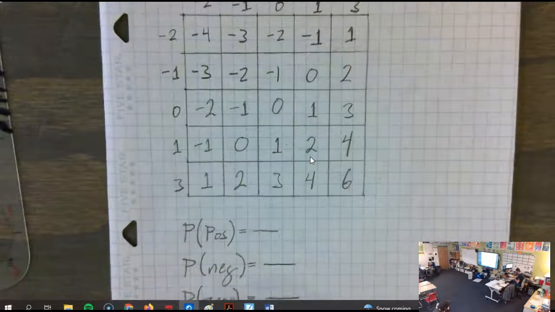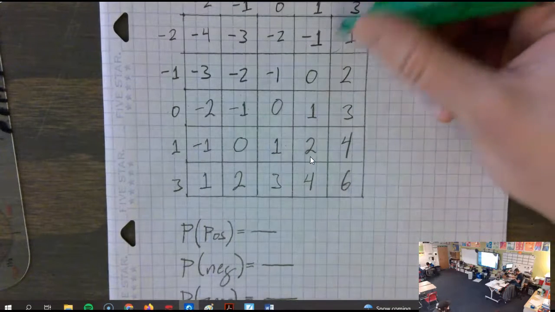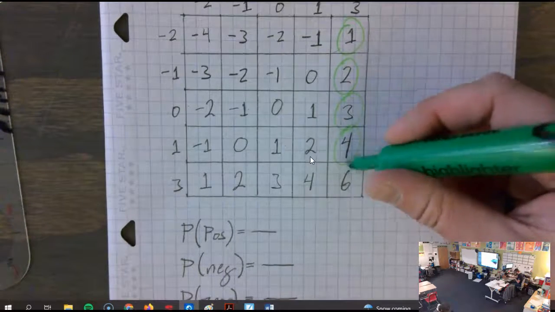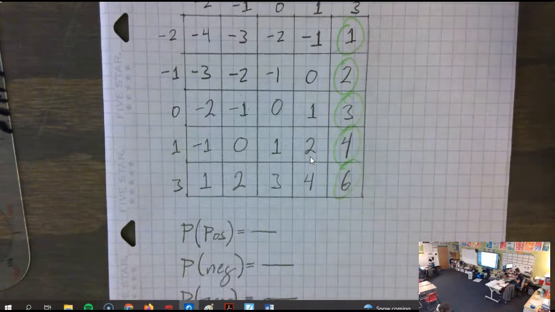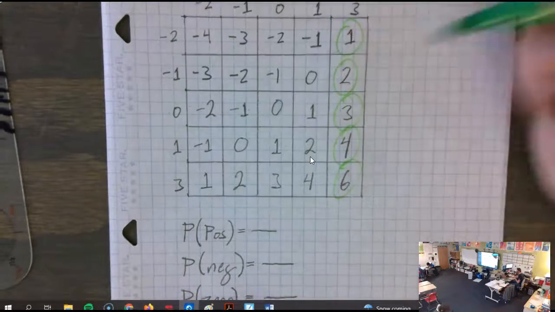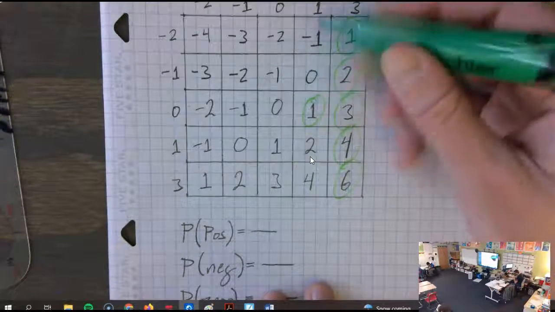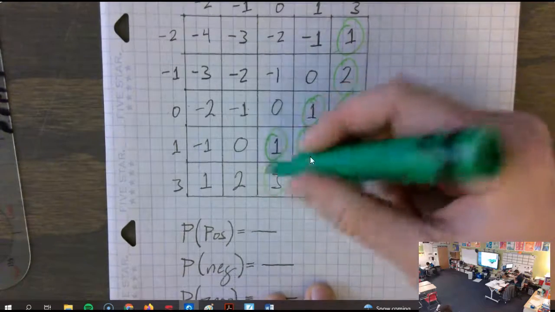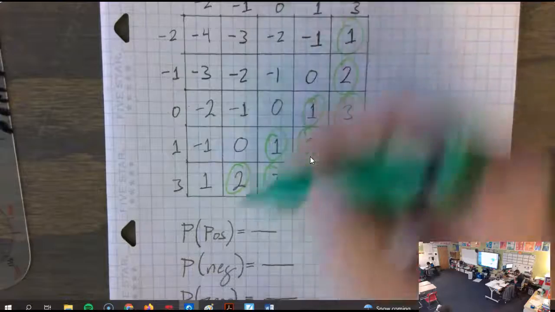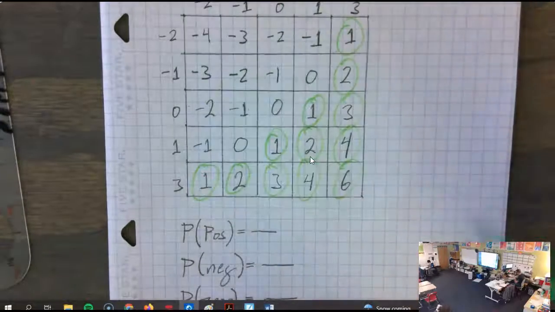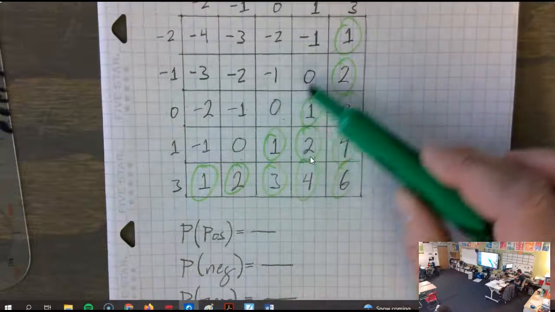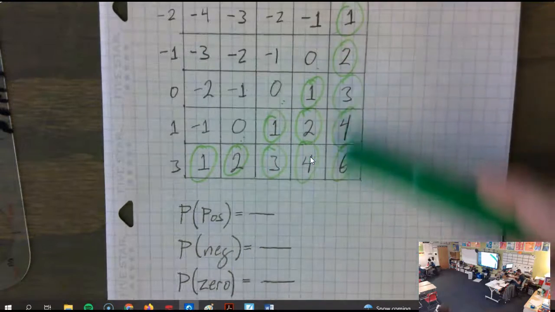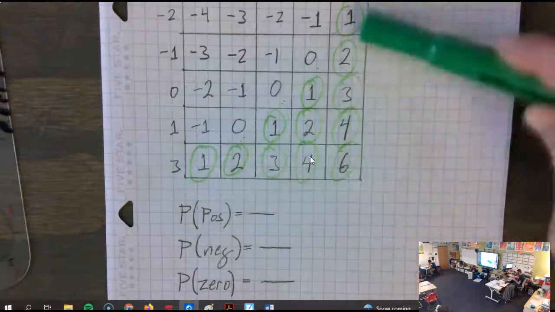So let's double check it. 3 and 2 makes 1. This would be 2, 3, 4, 6. I think all those check out to be positive. 0 is not positive, right? We do not count 0. That would be 1 and 2 and 4. 1 and 3, I think those check out. 2, positive 1. I think that's it. Guys, double check that you have these zeros in the middle of your table. There are some zeros that kind of snuck through there, but I think this is 12.